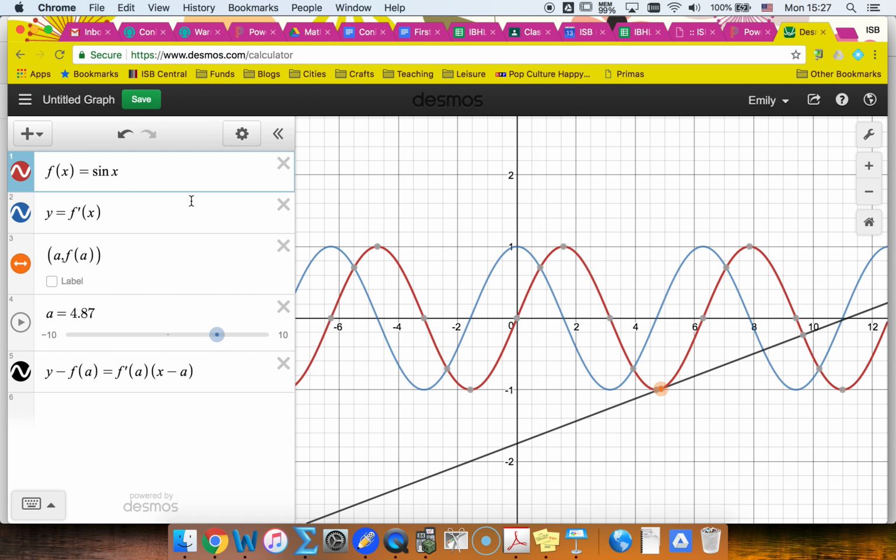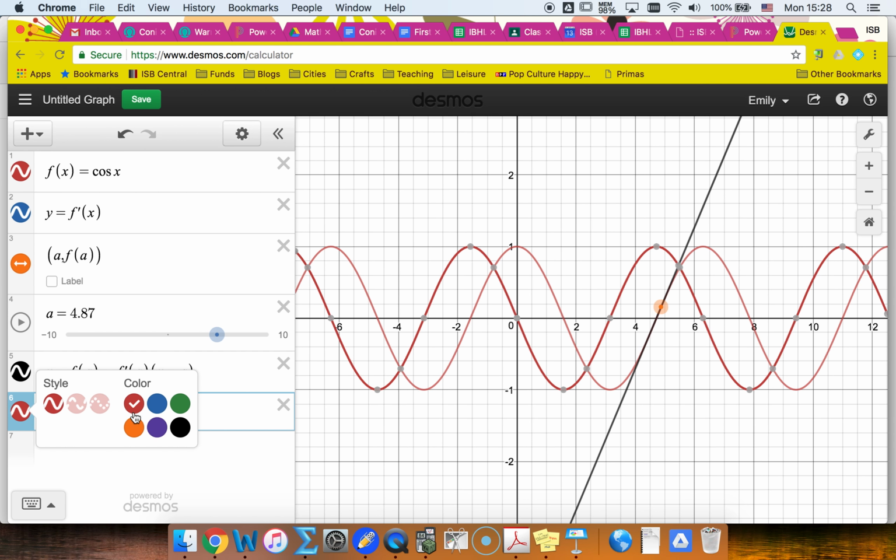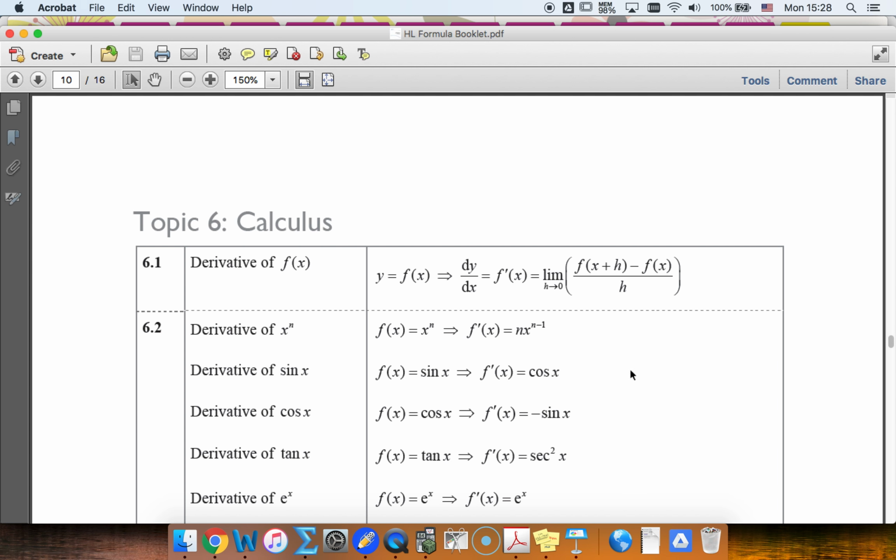If I change my function to cosine, I can see that my original function is cosine. Here is negative sine. So it appears that the derivative of cosine is negative sine. And I can see that, in fact, it falls on top of my derivative function. In my formula booklet, I also see this.